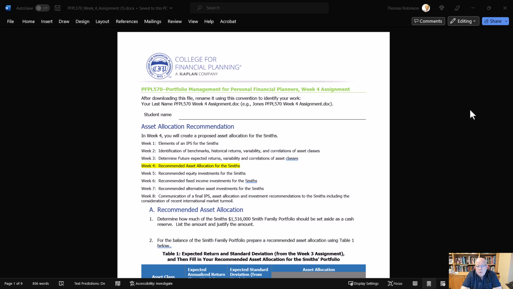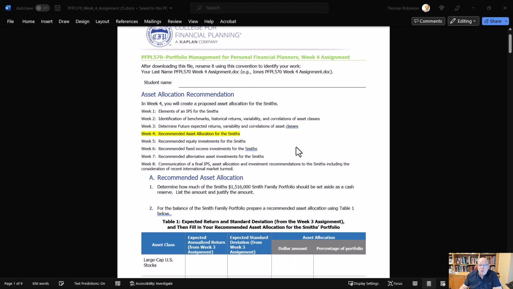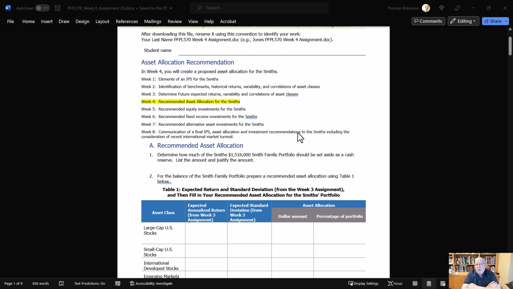This week, you're going to take the work you've done in the last 3 weeks and put it all together to prepare a recommended asset allocation for the Smith family. So you'll use the IPS elements that you did in week 1, and you'll use your capital market expectations and efficient frontier that you generated in the work of the last 2 weeks on the different asset class returns and variability. You do not have to be constrained by the efficient frontier.